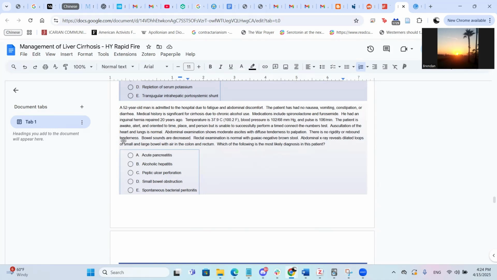The patient is awake, alert, and oriented to time, place, and person, but is unable to successfully perform a timed connect the numbers test. Auscultation of the heart and lungs is normal. Abdominal examination shows moderate ascites with diffuse tenderness to palpation. There's no rigidity or rebound tenderness. Bowel sounds are decreased. Rectal exam is normal with guaiac negative brown stool. Abdominal x-ray reveals dilated loops of small and large bowel with air in the colon and rectum. Which of the following is the most likely diagnosis in this patient?